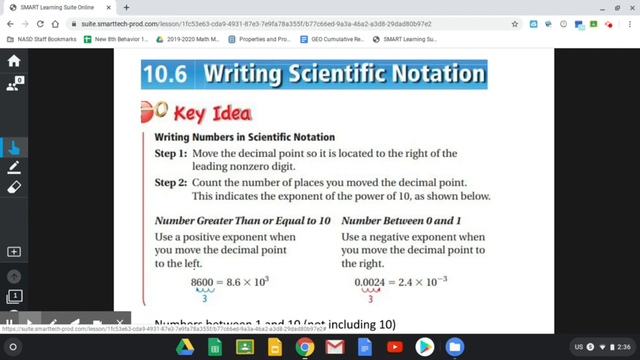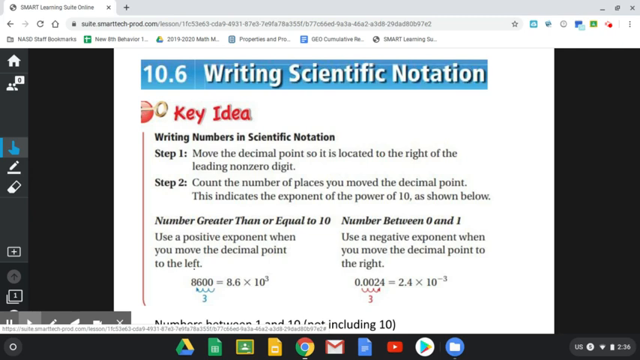Today's lesson is going to be doing the opposite. We're going to be given numbers that are in standard form, and we're going to go ahead and write them in scientific notation. So you'll see here on the page that there's one main key idea that they're asking us to look at, and it's about how we're going to actually write these numbers in scientific notation. There are two steps that we need to be aware of.